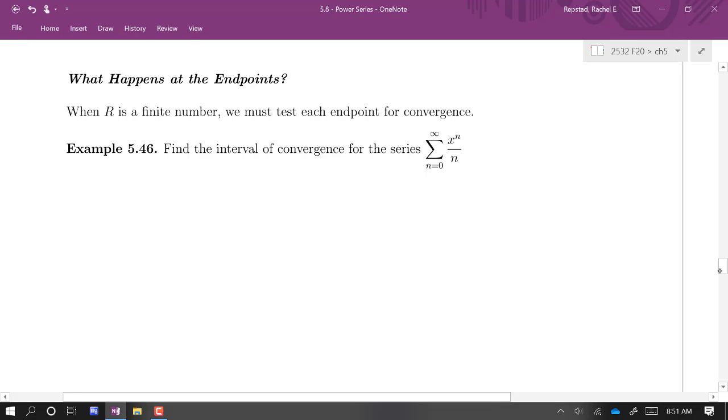So when we're in that situation, we just put in each endpoint. We test each endpoint individually and say, okay, what series does this give me if x takes on this value or that value, and then perform whatever convergence tests we're able to perform on that. So we're going to find the interval of convergence. Note the difference here in what they're asking us for. We're going to find the interval of convergence. That means we need to address what's going on at the endpoints.